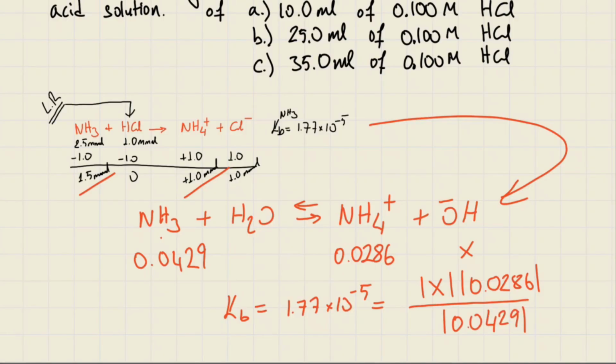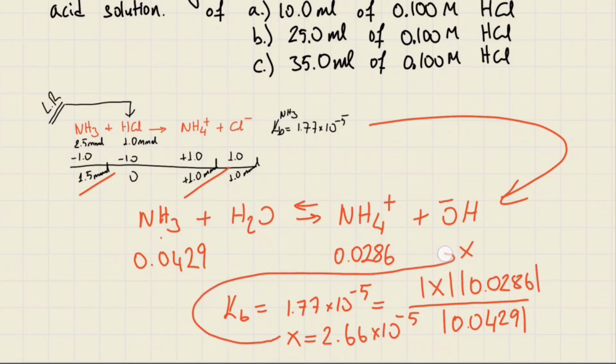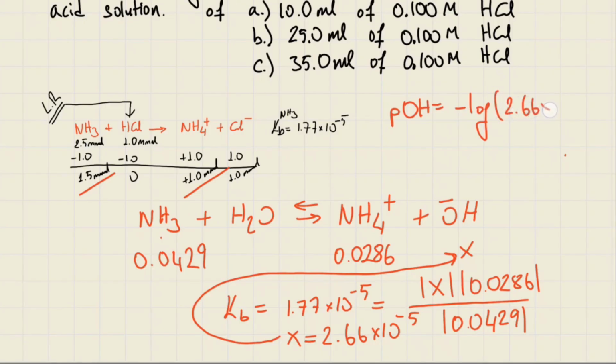And if you make the calculation, X will become 2.66 times 10 to the minus 5. So this is the OH, and we can calculate the pOH. 2.66 times 10 to the minus 5.